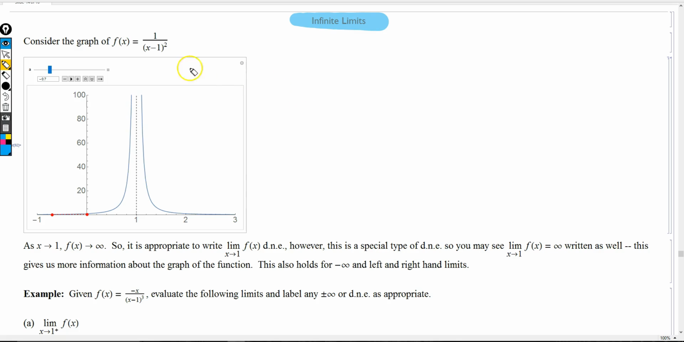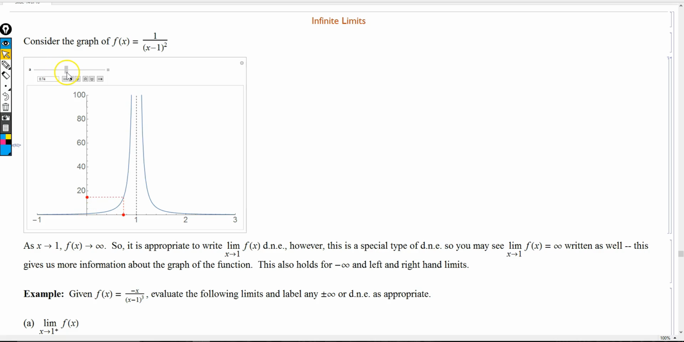infinite limits. So let's start by considering this function, f of x equals 1 over x minus 1 squared. Down here we have the graph of that function. And you notice that as we let x approach 1 from the left, the function goes upward towards positive infinity. And the same thing as we let x approach 1 from the right, the function breaks upward towards positive infinity.